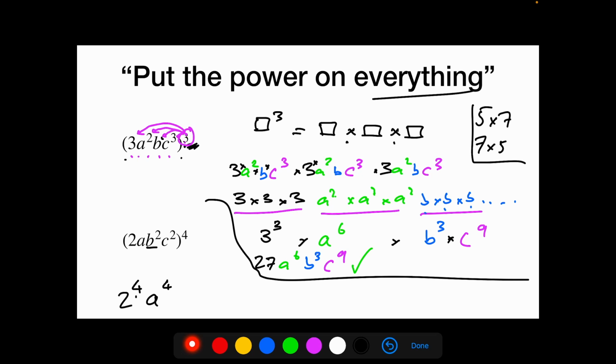B squared: b squared, b squared, b squared, b squared. It's going to be b to the power of 8. When you see this, they need to be multiplied. So b to the 8. And one more time, the c squared, well, that's kind of the same thing as before.